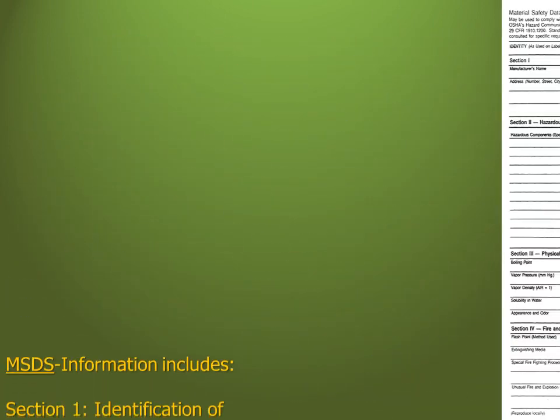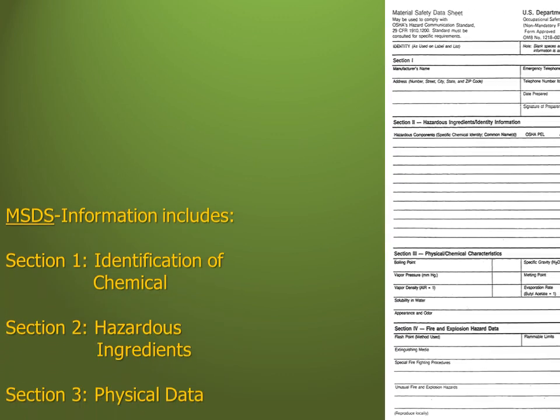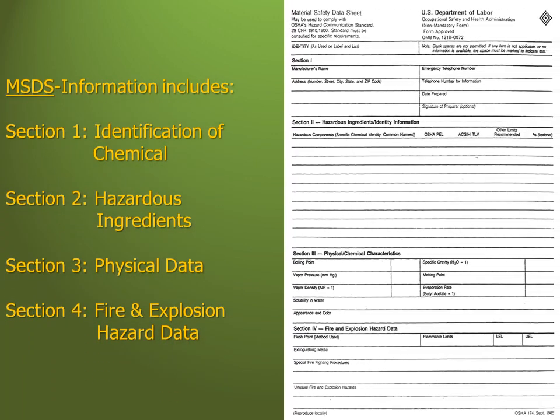Here's an example of a material safety data sheet. Now, although OSHA has never required a particular format be used, all MSDSs must contain the following information. In this sample, Section 1 is Identification of the Chemical. Here you'll find the name and address of the manufacturer, the name of the chemical, and an emergency number to call. Section 2, Hazardous Ingredients.